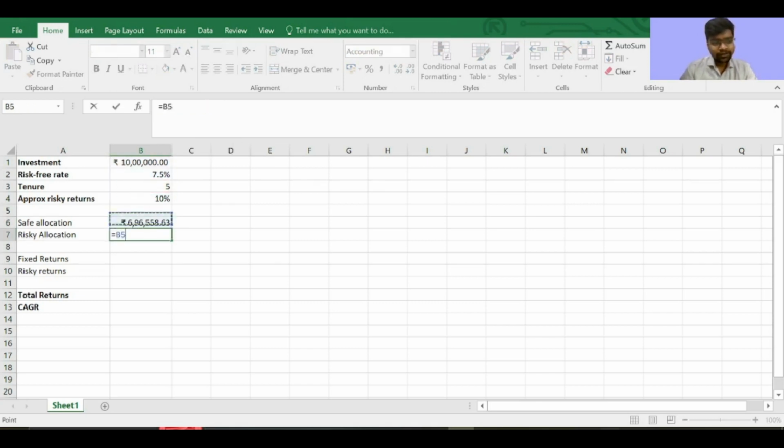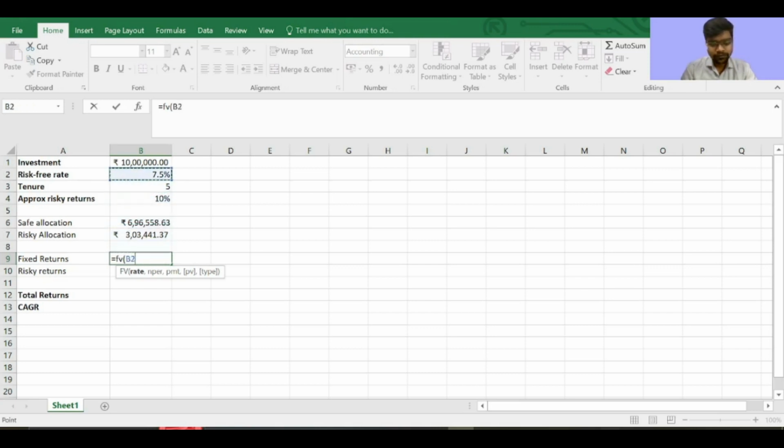And for the risky allocation, we are going to deduct the safe allocation from our total investment. So you can see over here we are investing around 7 lakh rupees in our safe allocation, which is either FD or government bonds. And then we are going to put around 3 lakh rupees in risky avenues such as equities, derivatives, etc. So the formula for fixed return will be the opposite of what we have done before.